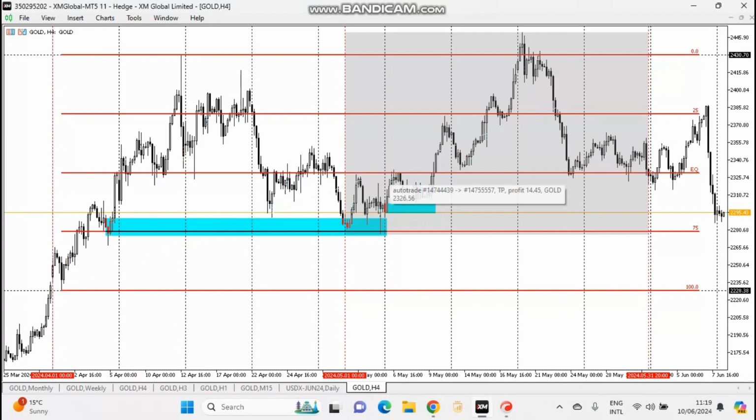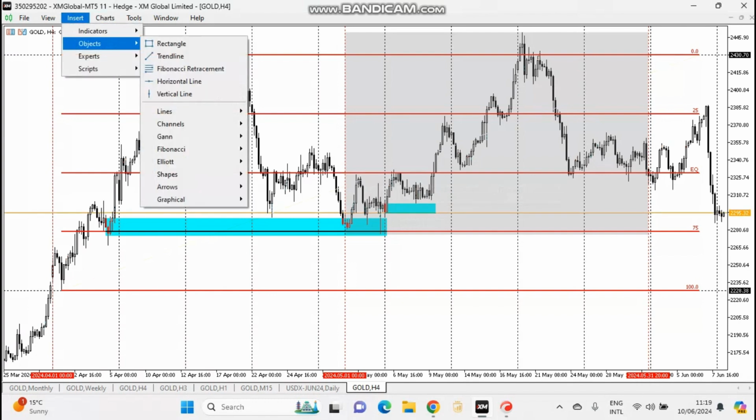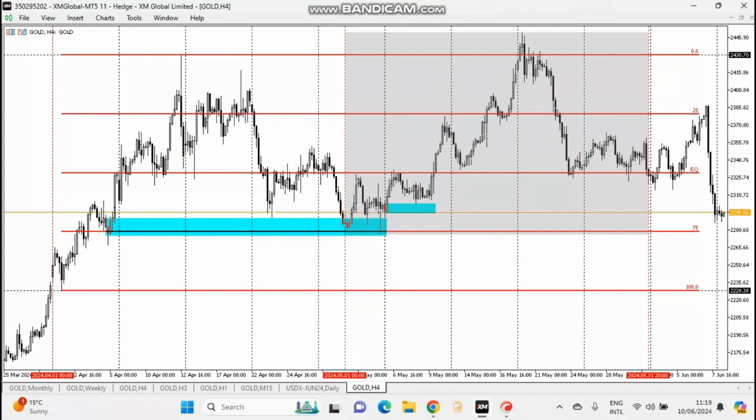Then it respected the DRT level, but also with that respect, what did it do? It took out a high right there. It took out a high.